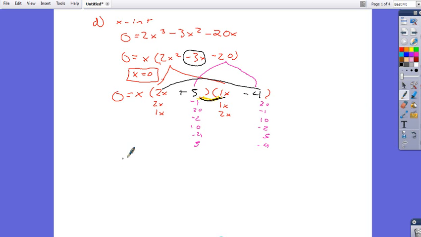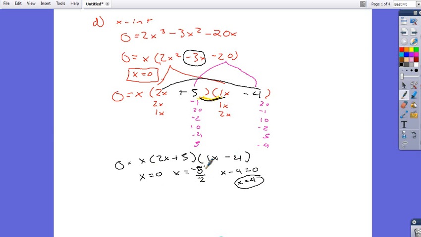We found our factors. So 0 equals x, parentheses, 2x plus 5, parentheses, x minus 4, parentheses. So we know x is equal to 0. We know x is going to equal negative 5 over 2, because you're going to set it equal to 0. And for the last one, I'll show this one. X minus 4 equals 0. Add 4 to both sides, x equals 4. So those are all your x-intercepts, guys.